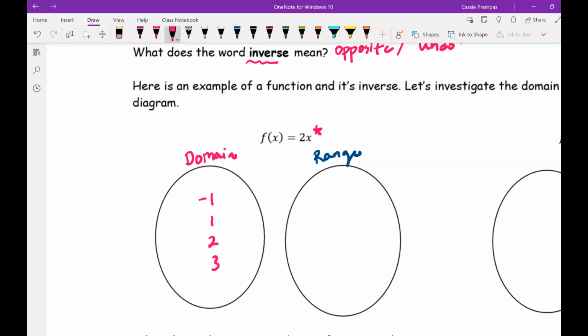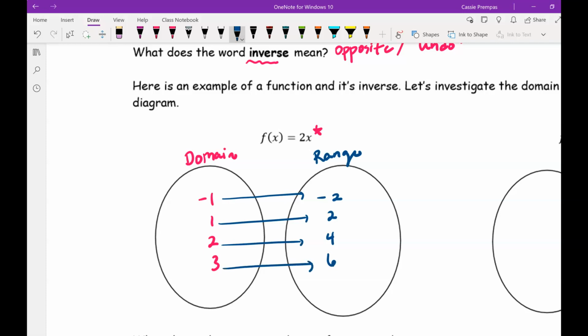So go ahead and write those down, and now remember domain are your x's or your inputs. If you plug in -1 for x, what will come out? 2 times -1 will give me -2. If I plug in 1, 2 times 1 gives me 2. If I plug in 2, 2 times 2 gives me 4. If I plug in 3, 2 times 3 gives me 6. So now with a mapping diagram, we map the corresponding inputs to the outputs. -1 was mapped to -2, 1 was mapped to 2, 2 was mapped to 4, 3 was mapped to 6.